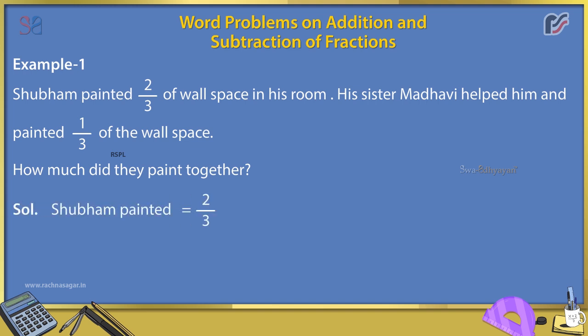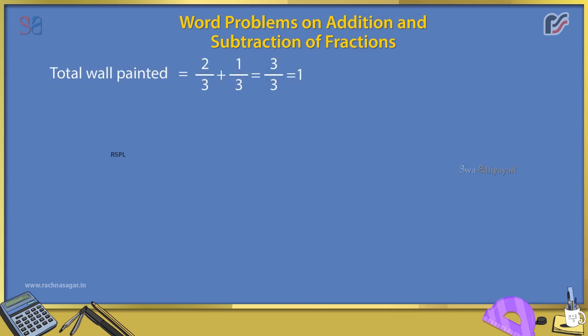Solution. Shubham painted is equal to 2/3. His sister painted is equal to 1/3. Total wall painted is equal to 2/3 plus 1/3, which is equal to 3/3, which is equal to 1. Together they painted 3/3 or the whole wall.